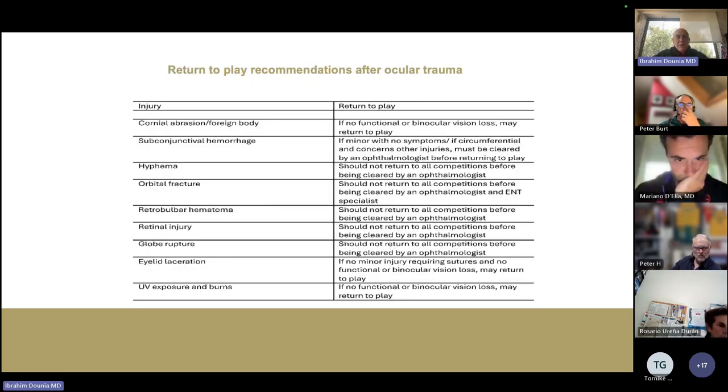Now, when can we let the patient go back? If he has corneal abrasion or a foreign body, with no functional or binocular vision loss, he may return to play. Any subconjunctival hemorrhage, if minor or no symptoms, and the vision is good, he can play. All the others that we talked about, he cannot play: hyphema, orbital fracture, blood, retinal injury, globe injury, or eyelid laceration.